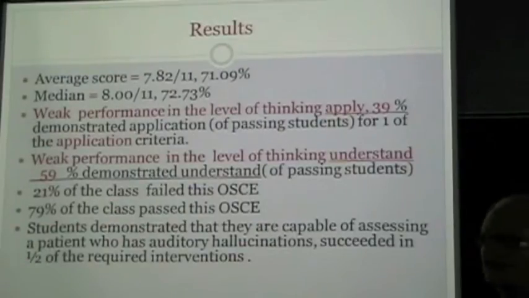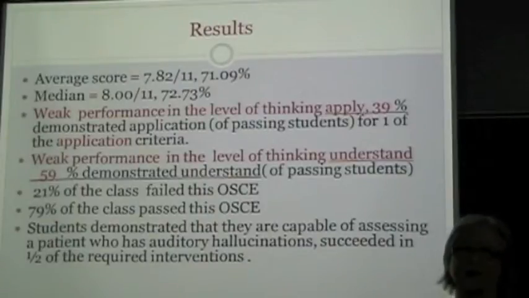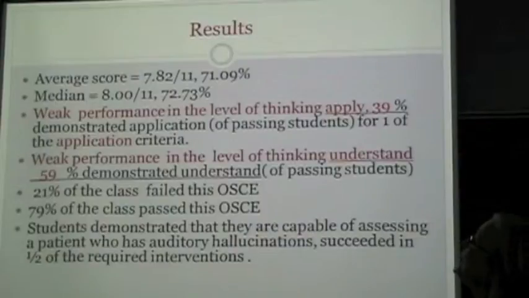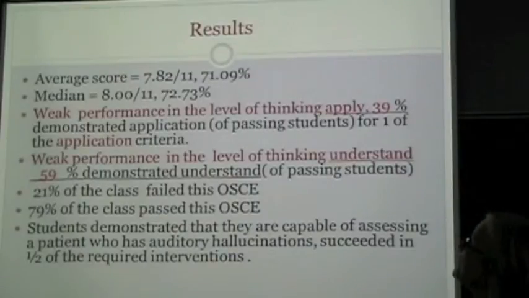The results, this is for interest. The average score involving 71 students was 7.82 on 11 criteria, which is 71%. The median was 72.73%. There is a weak performance.